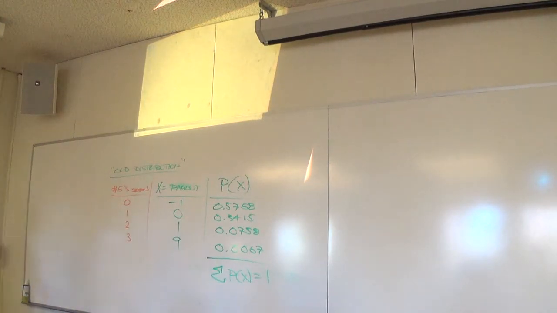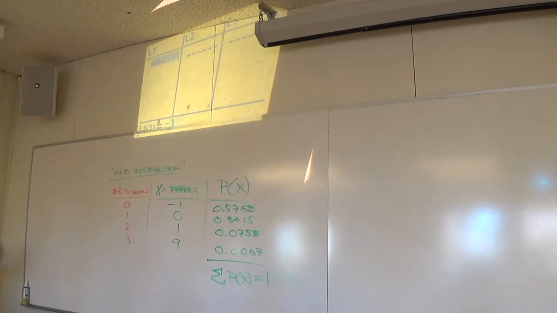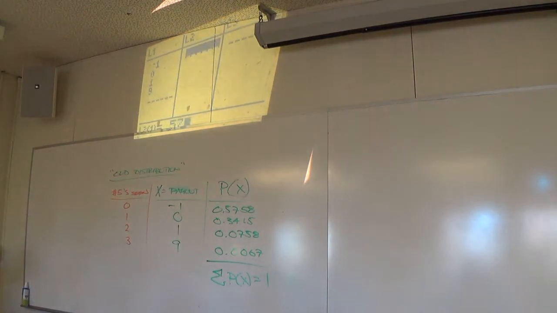So right now, the old game, let's figure this out. The old game had an average of 0.5758.